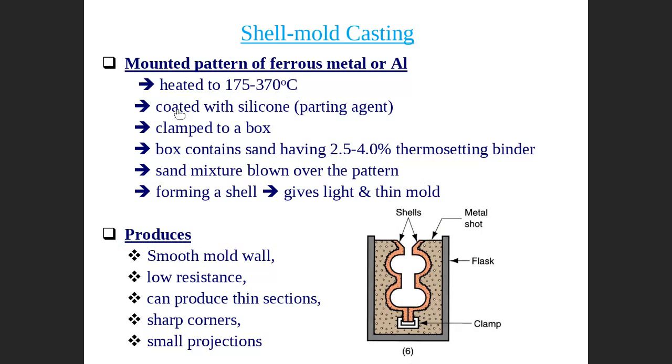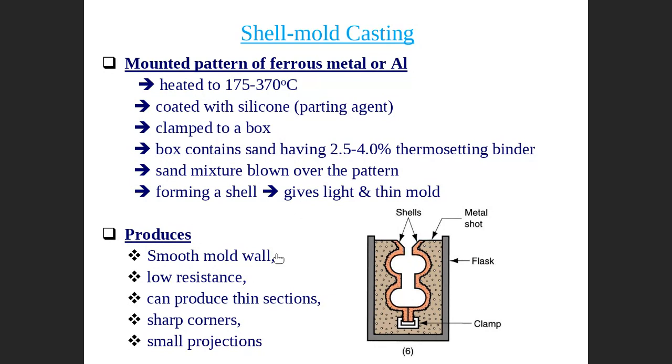This is the one coated with the silica. We coat the pattern with the silica, so we can easily remove this kind of shell. We heat this one in a furnace, clamp it to the box, and the box contains the sand. We add a supporting binder. The sand mixture is blown over the pattern, filling the shell, and gives a light sand mold.